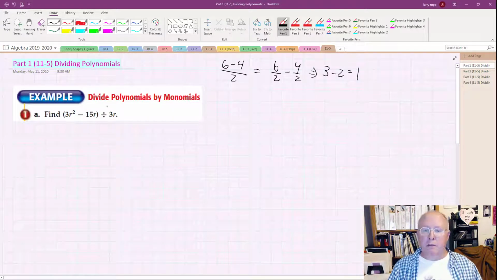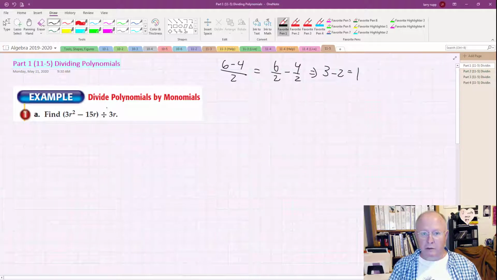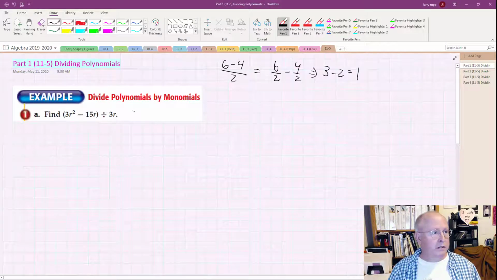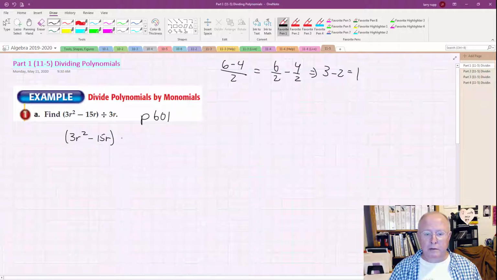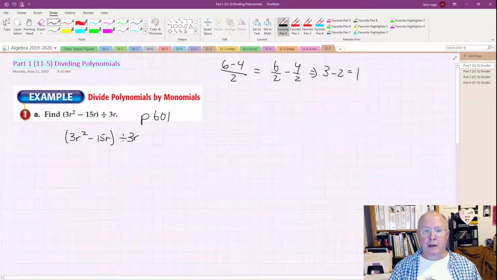In this section we're dividing polynomials by monomials and binomials. Example 1 here is on page 601, and let's do it together. We have the quantity 3r squared minus 15r, and we're dividing that by 3r. Previously what you did was keep it, change it, flip it, and work it that way, and you're going to find that that's not as useful. What we are going to do now is rewrite this as a rational expression.